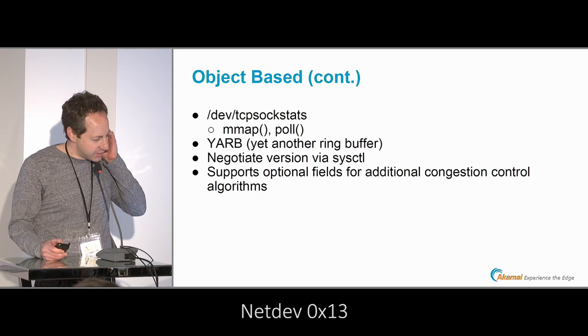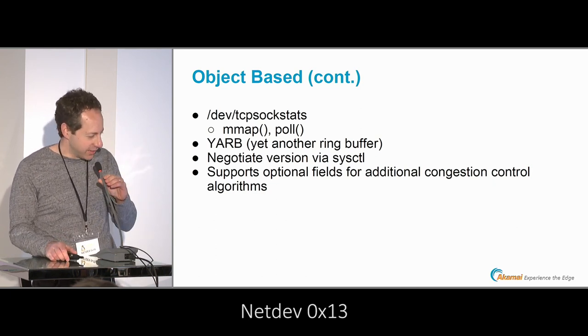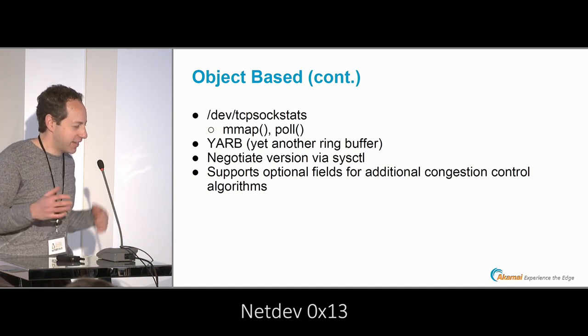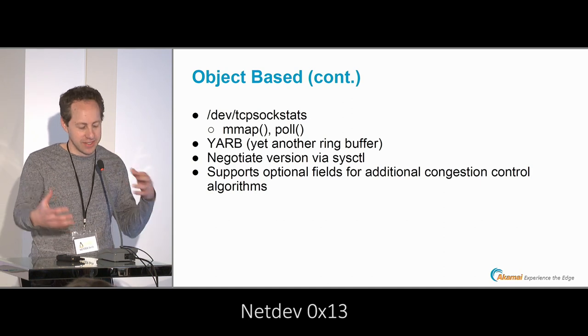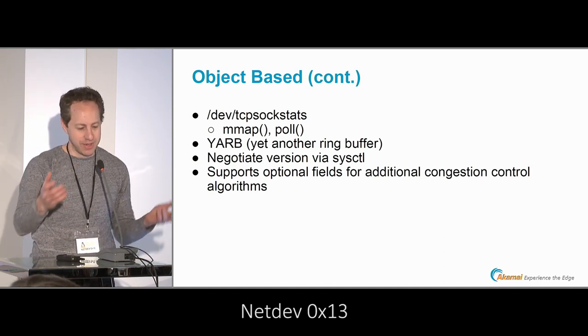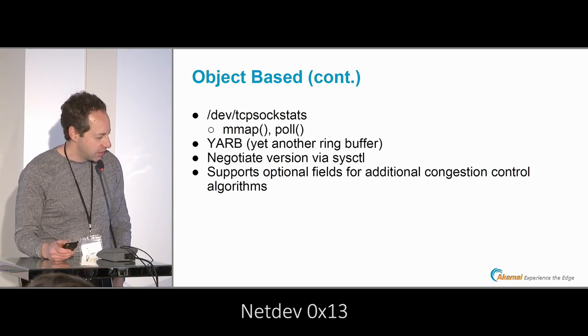And then similarly, there's a character device for that, which we can mmap and pull, and it actually has a ring buffer that's this lockless ring buffer. Everybody likes to write ring buffers. I do too, I guess. Without getting into the details of it, basically you mmap the buffer, and user space reads it and consumes all the stats.